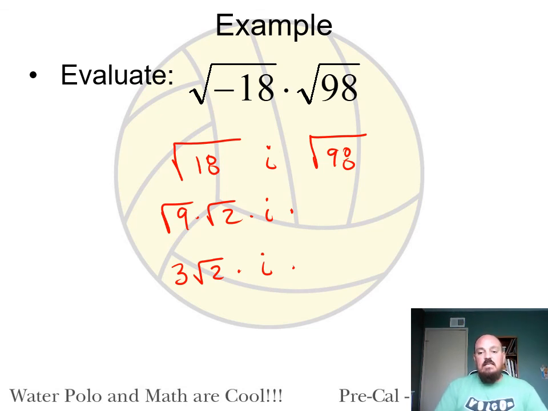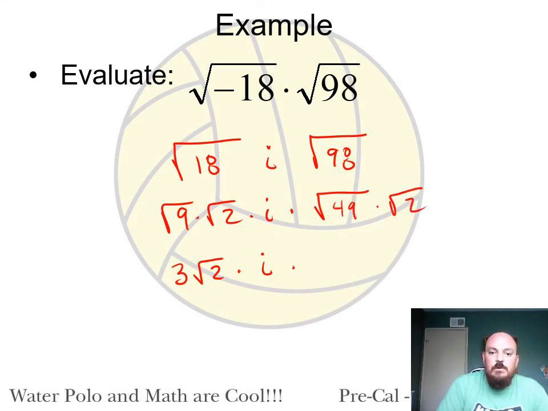And then we go over to the 98. Now if you start running through your perfect squares, it's not divisible by 4 or 9 or 16. It ends up being 49 times 2. And 49 is 7 squared. So I'm going to write this as the square root of 49 times the square root of 2, or basically 7 times the square root of 2.